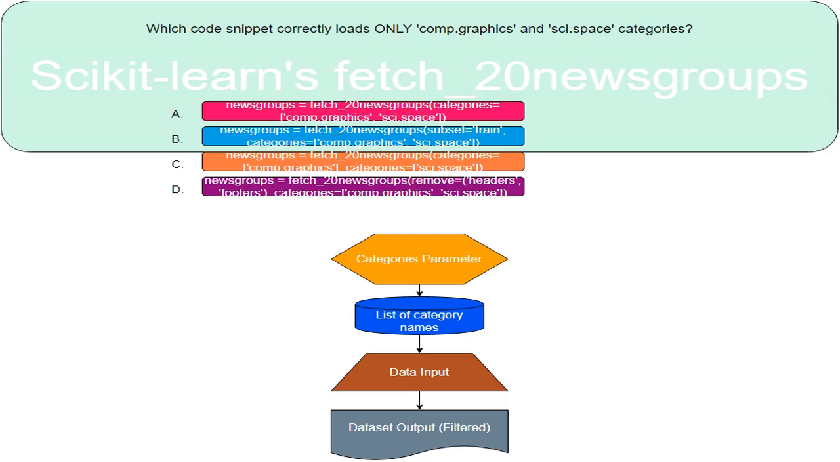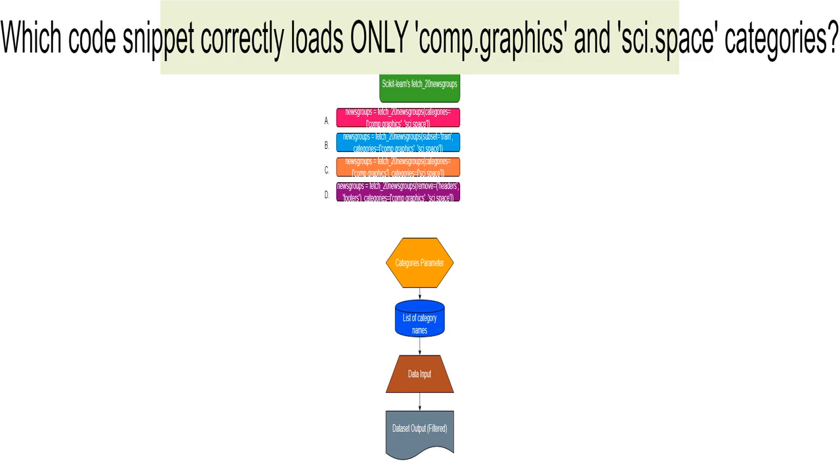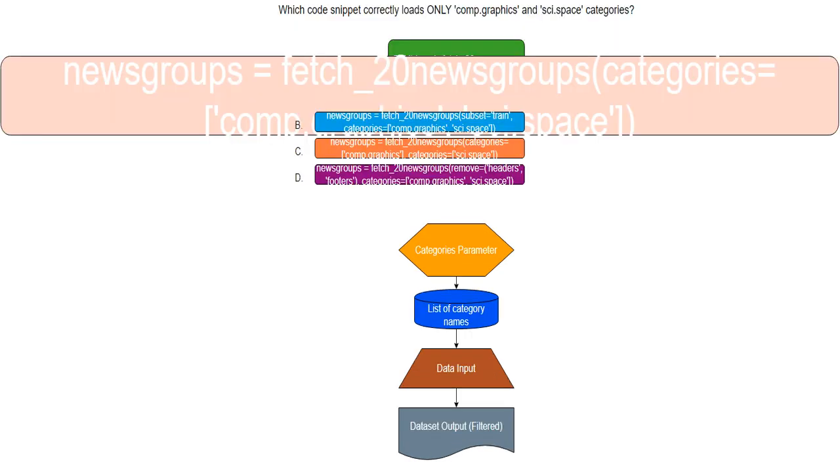I'm using the function from the Sklearn library. This function lets me download a famous dataset for text classification, the 20 newsgroups dataset. It's a collection of newsgroup messages, organized into different categories. This is the core question. I need to figure out which code snippet correctly selects only the comp, graphics, and space categories from the 20 newsgroups dataset. This line of code uses the function to download the dataset.